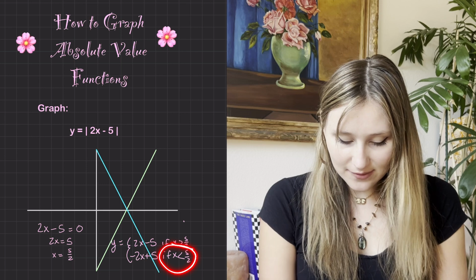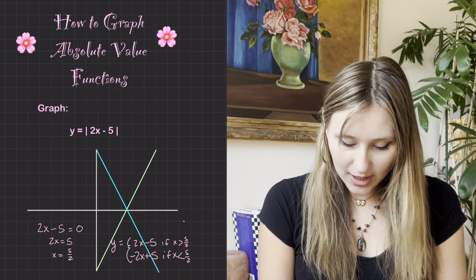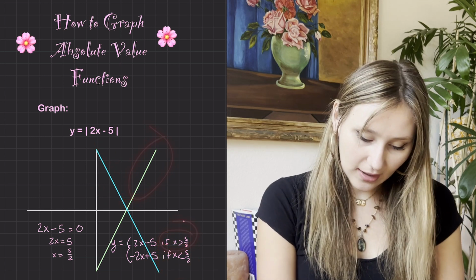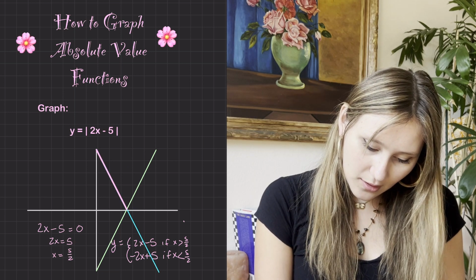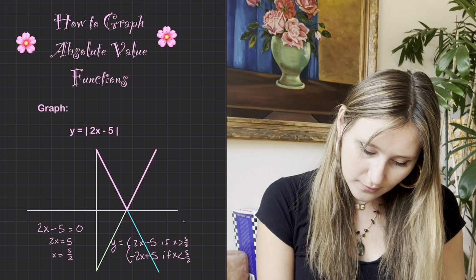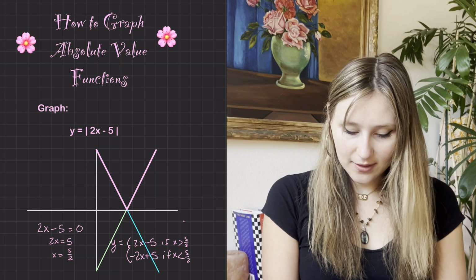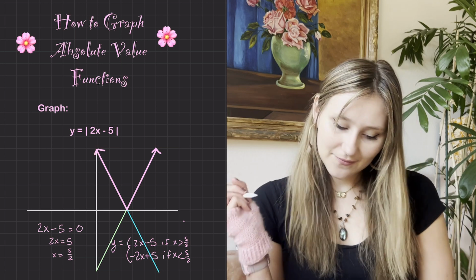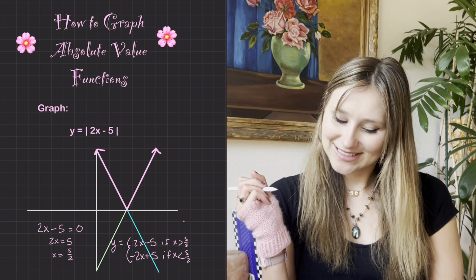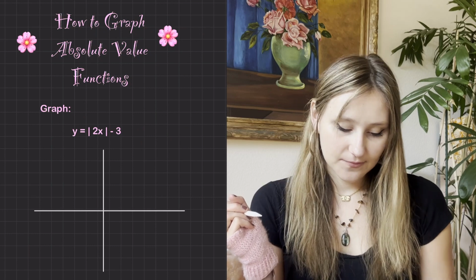When x is less than 5 halves, it's going to be this blue line. When x is greater than 5 halves, it's going to be that green line. So we now know the function is going to be this, that pink line. Like that. Okay? Yay!